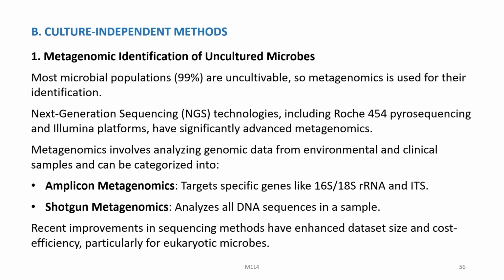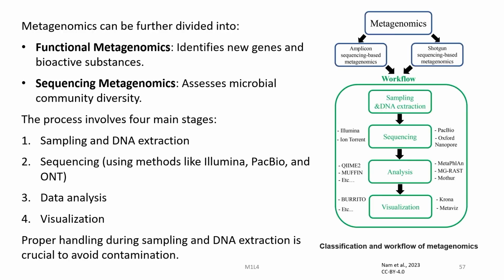Next generation sequencing technologies like Roche 454 pyrosequencing, Illumina platforms have significantly advanced this field. Metagenomics involves analyzing genomic data from environmental and clinical samples and can be categorized into amplicon metagenomics or shotgun metagenomics. The first one targets specific genes like 16S, 18S rRNA and ITS. The second one analyzes all DNA sequences in a sample. Recent improvements in sequencing methods have enhanced dataset size and cost efficiency, particularly for eukaryotic microbes.